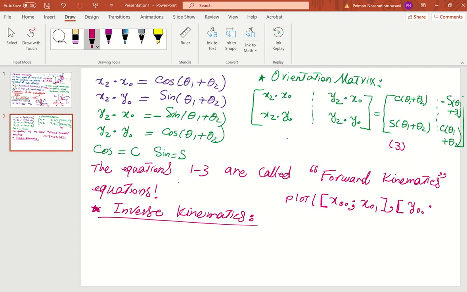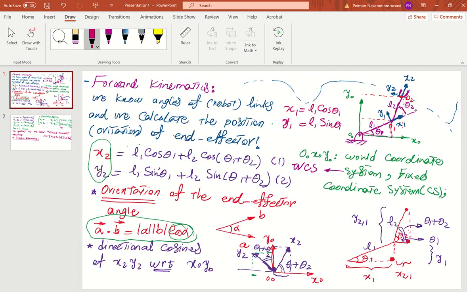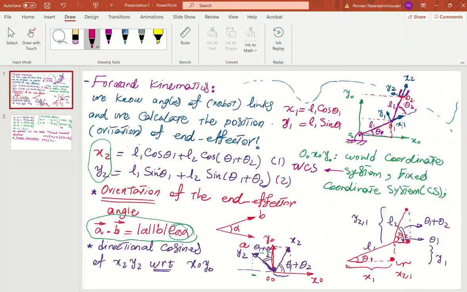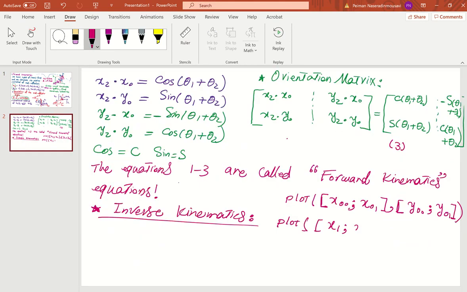y of o naught semicolon y of o1. This is general plotting a line in Matlab. So for plotting this part of the robot, you have to say plot, based on the code, x1. What is the x of the coordinate system here? 0, and the x underline 1 in the code. That's right. What's the y of the world coordinate system? 0 and the y1. Understand?